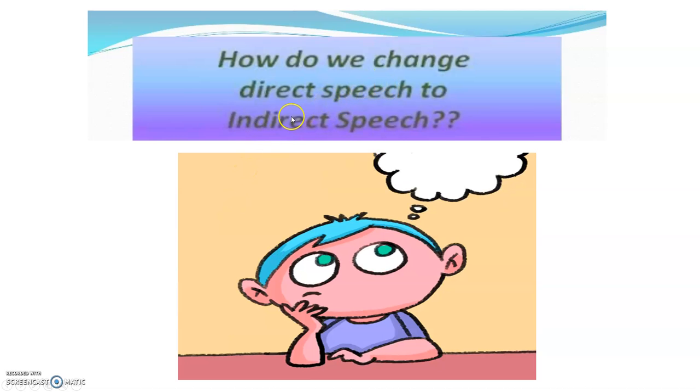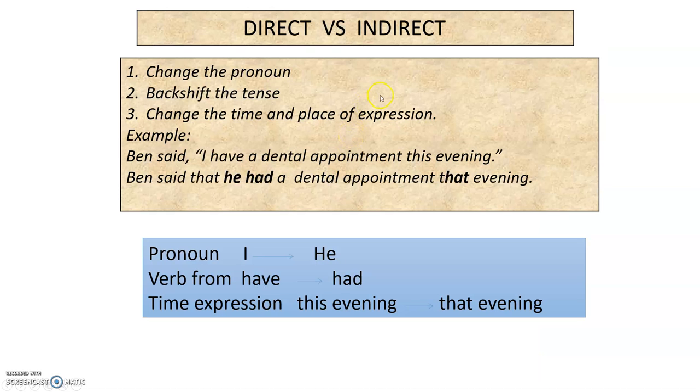Now, how do we change direct speech to indirect speech? Let's see that. This is very important when you're changing, children, okay? Direct versus indirect speech. Important thing to remember, change the pronoun. Back shift the tense. Now, change the pronoun. You see here, pronoun I will become he or she, depending on what the name is, okay, children? So, always when you're reading, read carefully. Is it a name for a boy or girl, then accordingly you will change the pronoun.